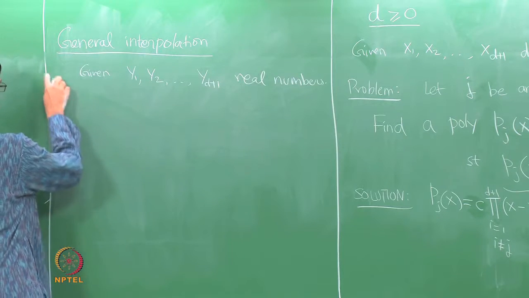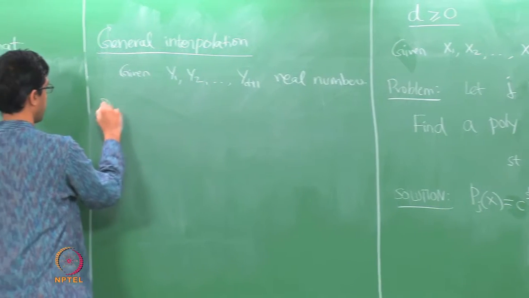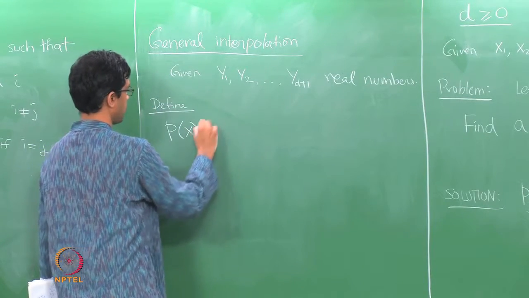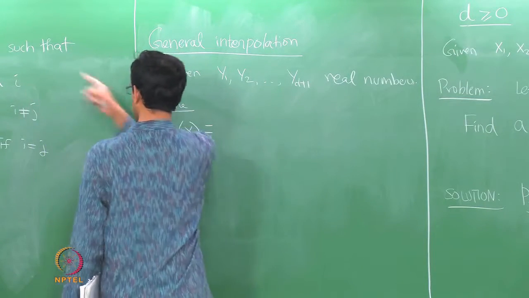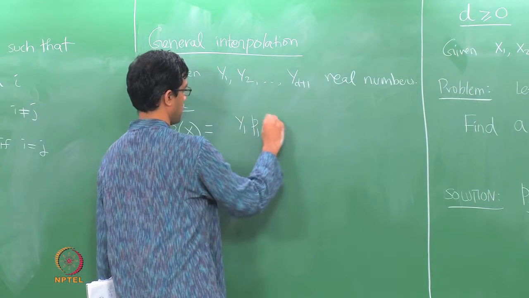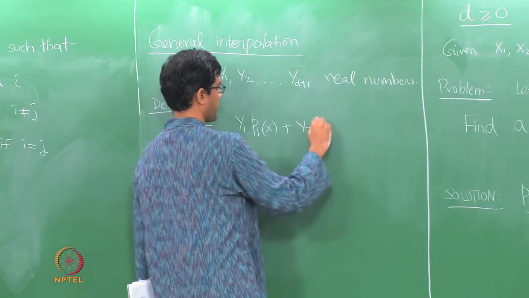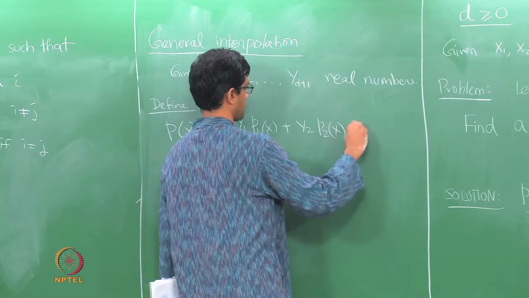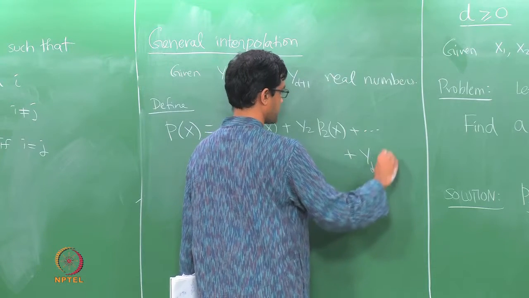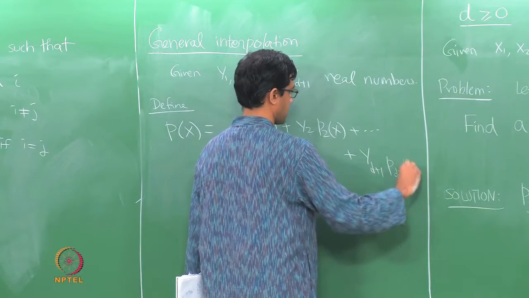Okay. So what we do is define a polynomial p of x. So let us define the polynomial p of x to be, well, we know all p1 through p d plus 1, you just say it is y1 times p1 of x plus y2 times p2 of x, till y d plus 1 times p d plus 1 of x.